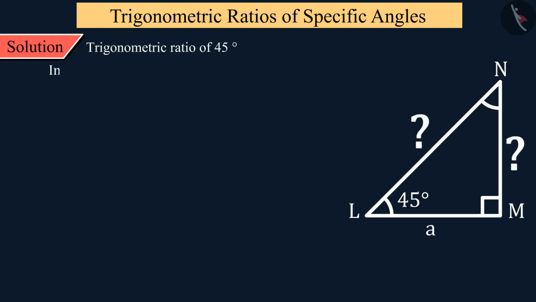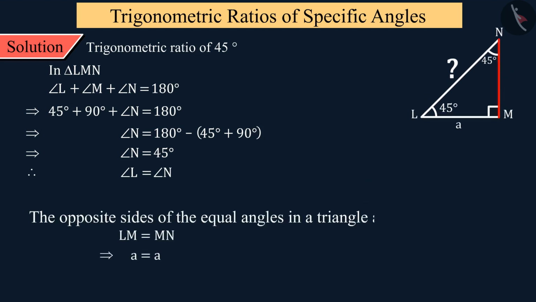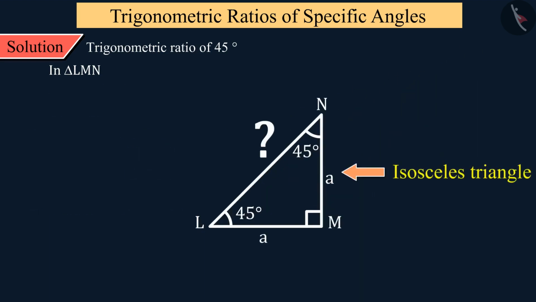Let's see. We know that the sum of the three angles of a triangle is 180 degrees. Therefore, the value of the remaining angle N of the triangle LMN will be 45 degrees. That is, the value of angle L and angle N are equal. Hence, we can say that the sides LM and MN are of equal length. That is, it is an isosceles triangle.